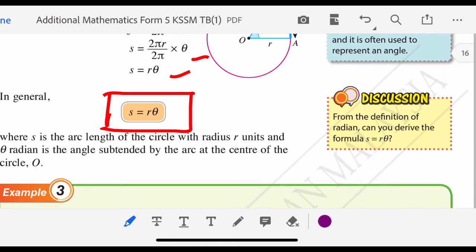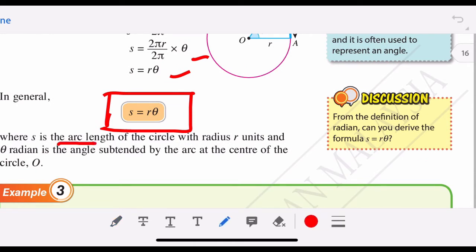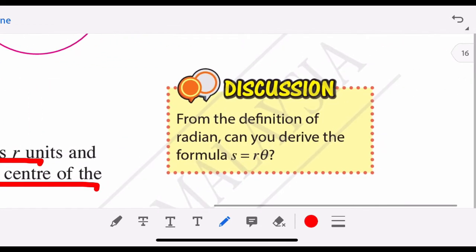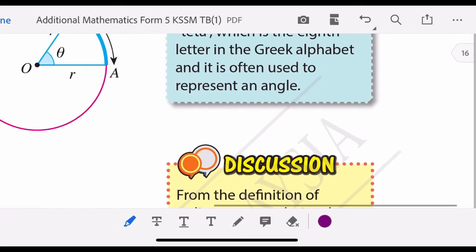S is the arc length of the circle, r is the radius, and theta, which must be in radian, is the angle subtended by the arc at the center of the circle O. From the definition of the radian, can you derive the formula S equal to r theta? You can discuss with your friend.